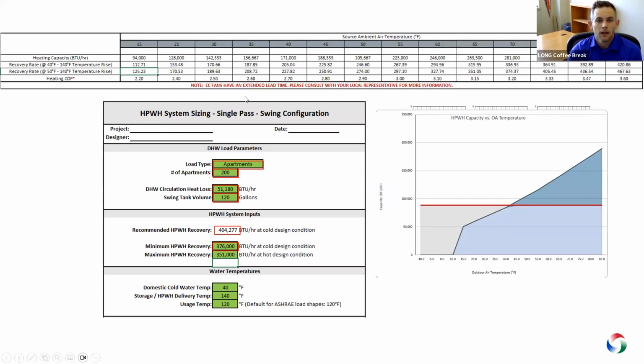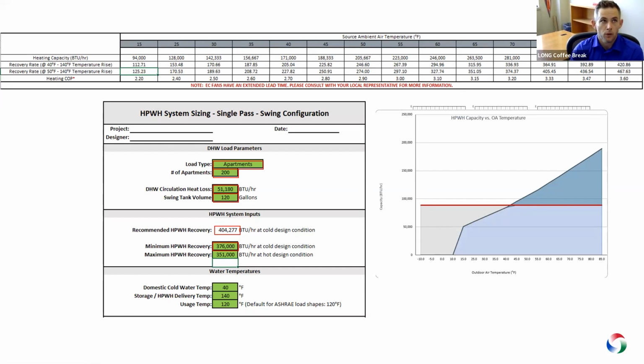Well, I'm going to go up here, and this is just a table representation of that graph. And what we're going to see is at 85 degrees outside, I have 350,000 BTUs, and at 15 degrees outside, I might only get 94,000 BTUs out here. So what I've decided in this system is, okay, I'm going to design to 15 degrees. I'm going to use 4 heat pump water heaters at 94,000 BTUs. That gives me 376,000 BTUs as my minimum recovery.